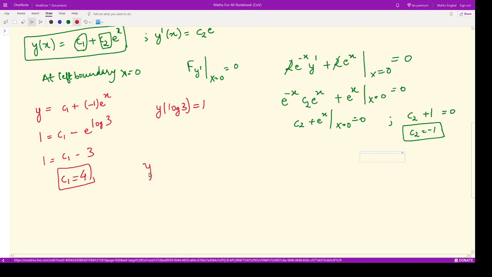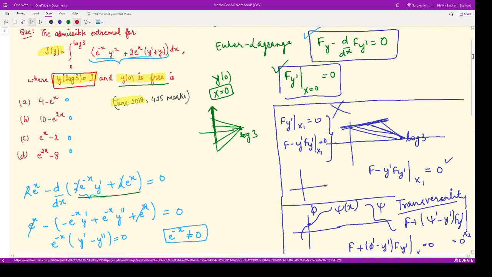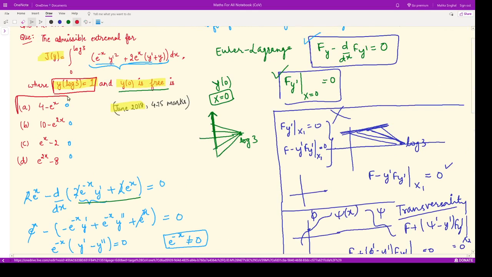So our y now becomes 4 minus e to the power x. So this is our answer. This is our extremal. So let us see what is the correct option. So the correct option is A, 4 minus e to the power x.